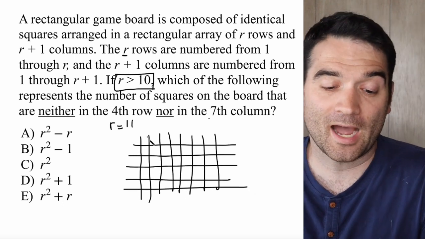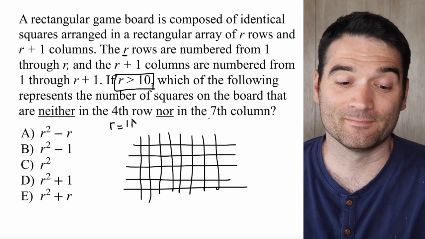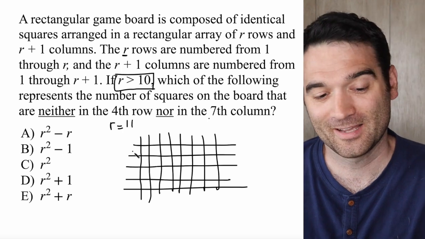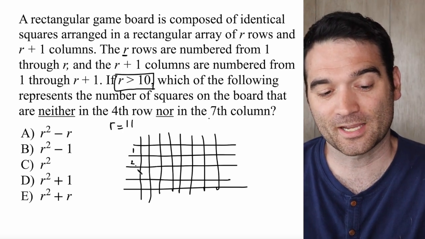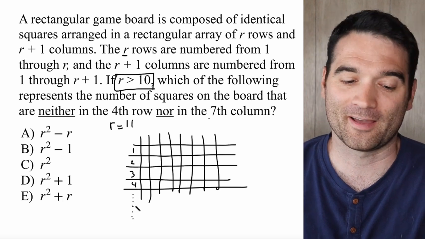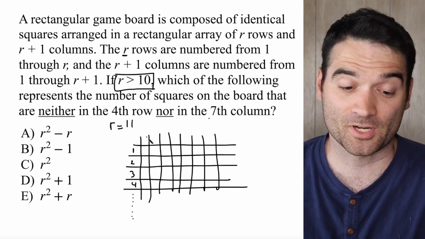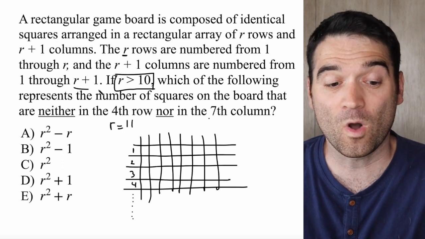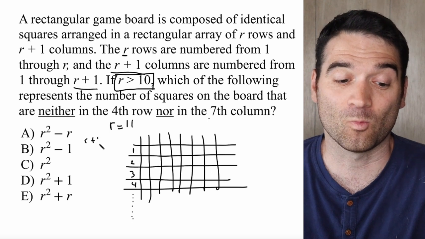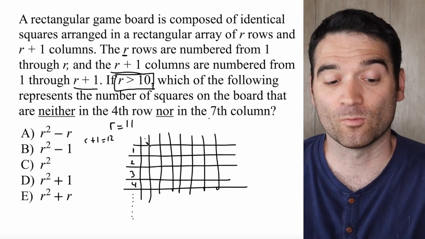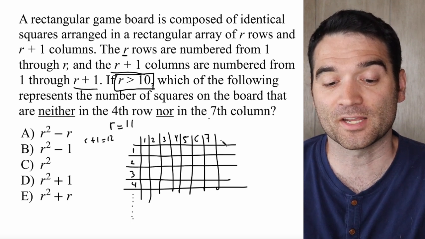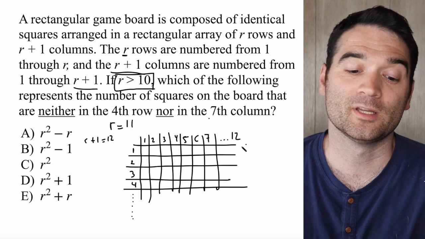I know the number of rows is 11, so let me write that in here. Here's the first row, the second row, the third row, fourth, and on and on, all the way down to 11. And as far as columns go, I have R plus 1 columns. That's what the problem tells me. So R is 11, R plus 1 is going to equal 12. So 1, 2, 3, 4, 5, 6, 7, and all the way out to 12.